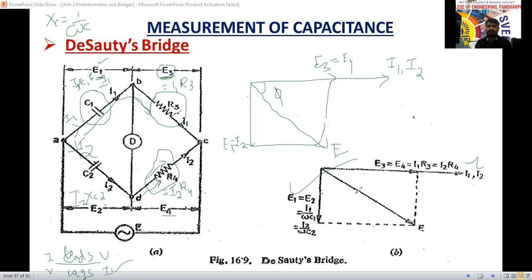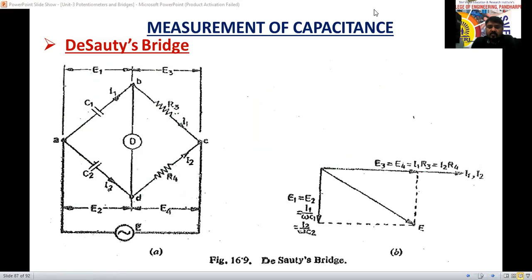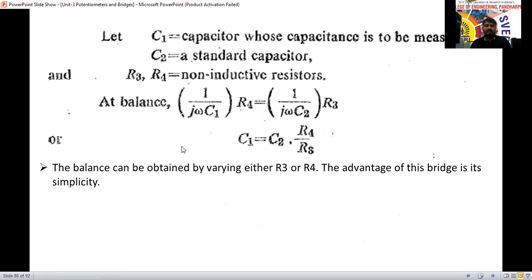Any doubts up to here? No, sir. So I will clear all these things. Then we'll go for the next, to find the balance equation. Here only I will write the balance equation.